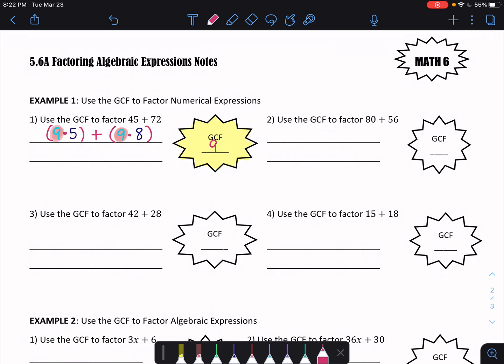Then we're going to write our expression with the two inside numbers in the parentheses, and then my common factor on the outside. So my common factor is 9, and my two values on the inside are 5 and 8. Today we're starting with the answer from yesterday and working our way back to the question.